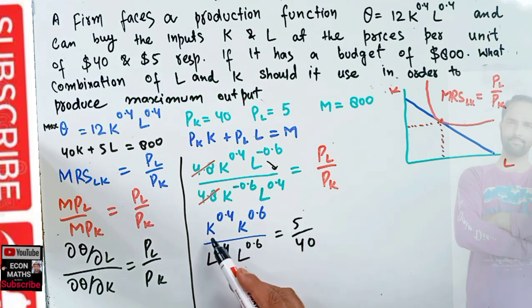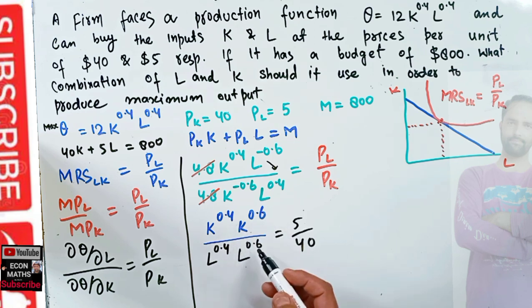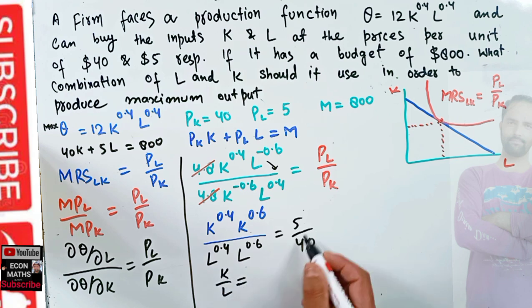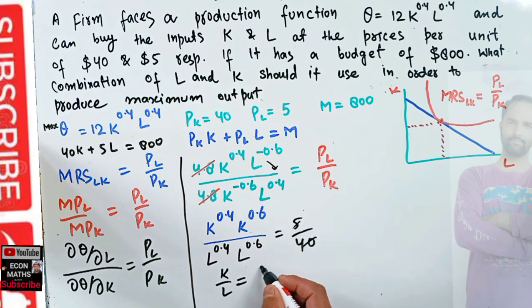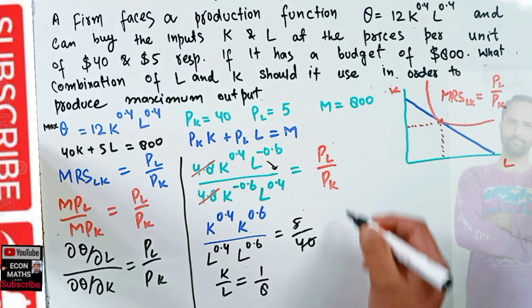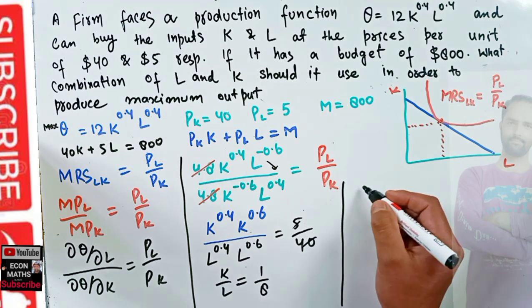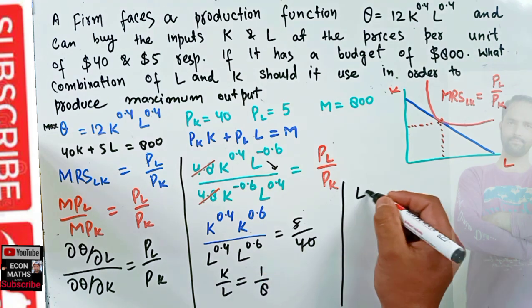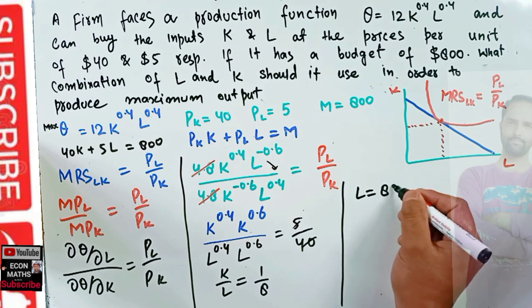The bases are the same, so we can add up the exponents: 0.4 plus 0.6 adds up to 1. So we get K upon L is equal to 5 ones are 5, 5 eights are 40, so we get 1 upon 8. Solving again, we have L equal to 8K.